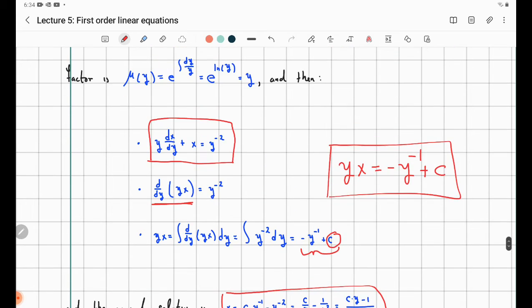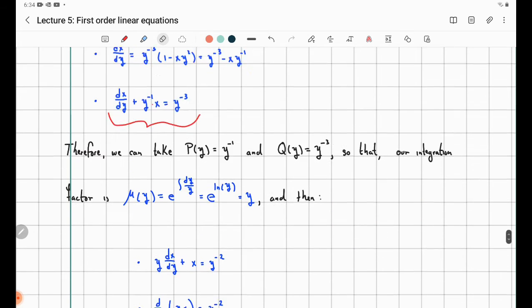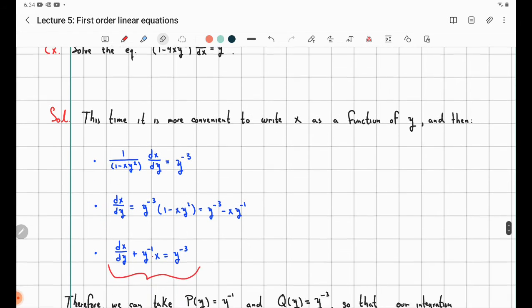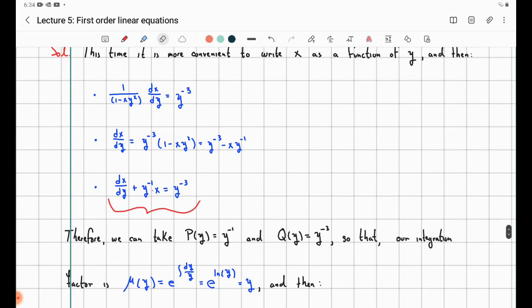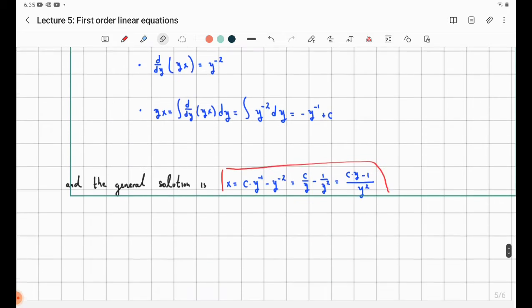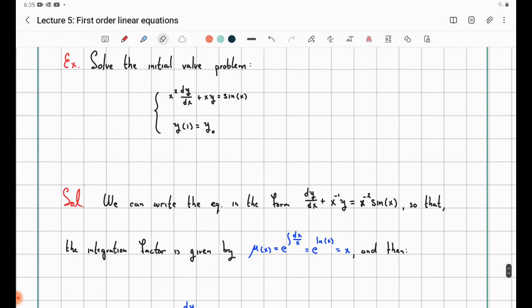Okay, so the whole point of this example is to know that sometimes it is more convenient to think of y as the independent variable, and think of x as the dependent variable. So this is the whole point of this example. Okay, so let's move on to the last example.